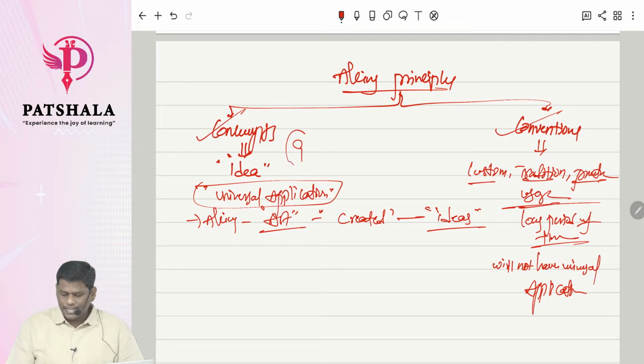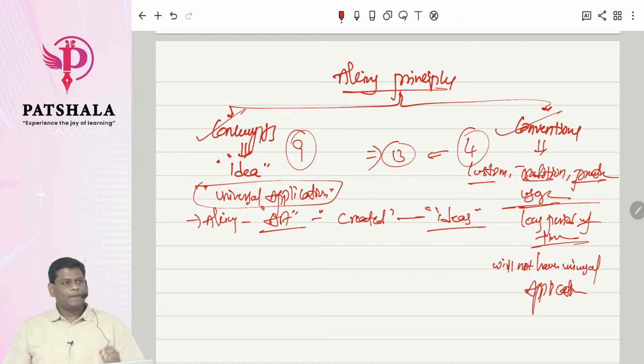There are 9 great concepts and 4 great conventions. Total 13 items. These 13 items are awesome for our understanding of accounting. In the last 2 years, you might have done something without knowing why. In these 2 days, I will give you that knowledge. Clear? Chalo, write it down.